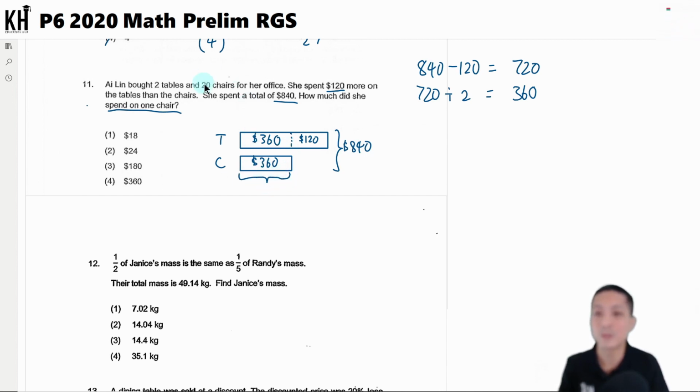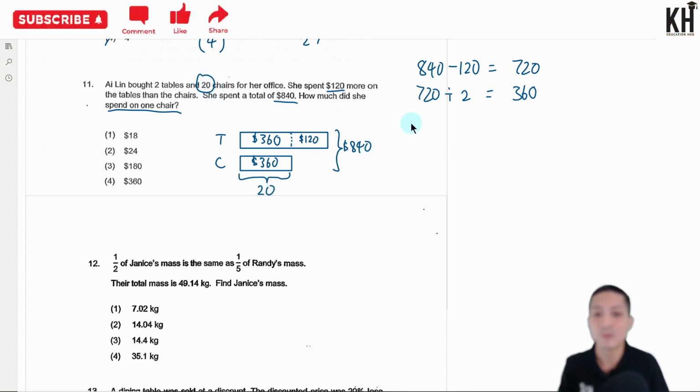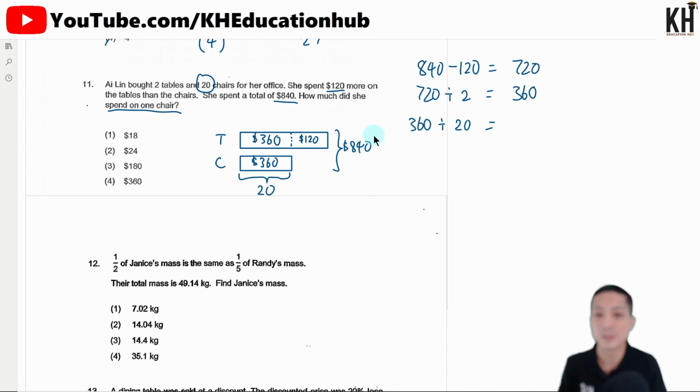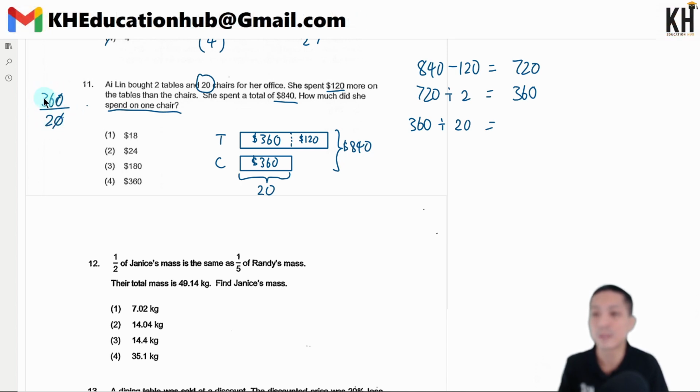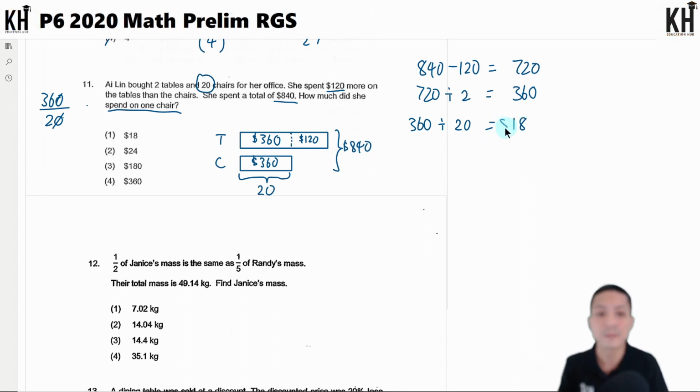From the question we know that she bought 20 chairs, so this will be 20. To find the cost of one chair, we need to use 360 divided by 20. You can do your working, or I prefer to work it out using the fraction way, because I can straight away cancel the 0, and then 36 divided by 2, you can do mentally. It gives you 18. So the cost of one chair will be $18. The answer is number 1.